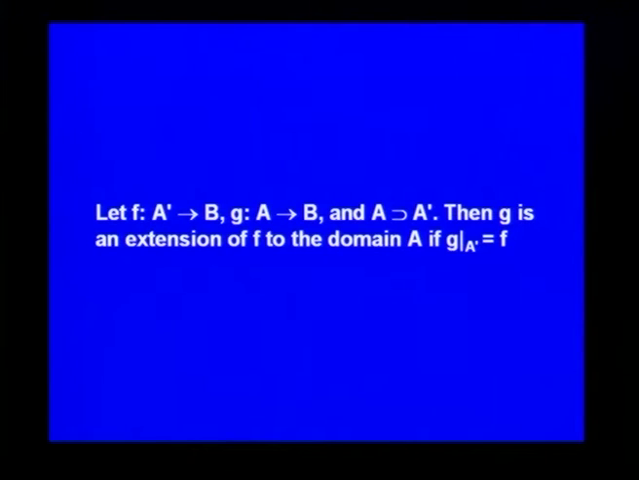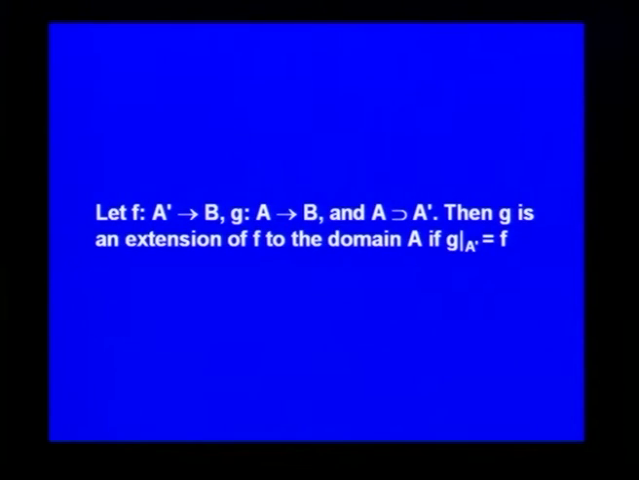You have a function from A dash to B, that is f. Then you have function g from A to B, where A is a superset of A dash. A is a bigger set than A dash. Then G is called an extension of f to the domain A if G restricted to A dash is equal to f.